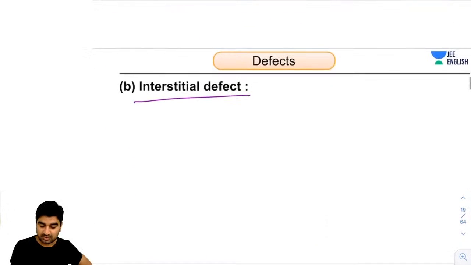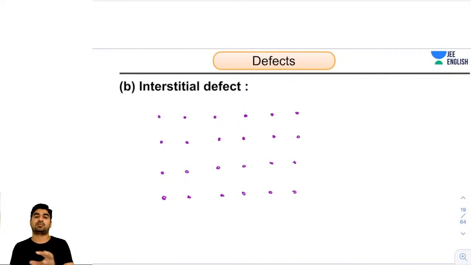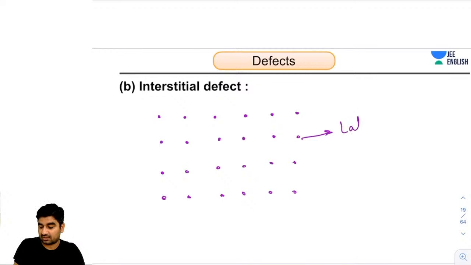Now I'm moving to the next point. What is interstitial defect guys? Okay, now I will tell you. Now suppose again I'm taking a crystal. This is the crystal guys. And these points are representing constituent particles, and we can also call these points as crystal sites or lattice sites. So guys, these points are lattice sites.